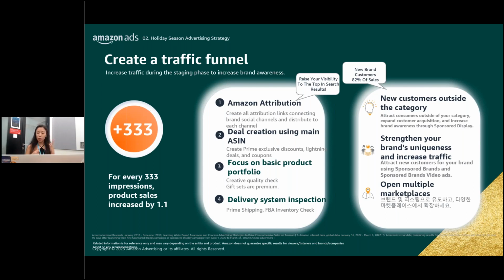Number four is, in terms of your delivery, what are you able to offer? Are you able to offer Prime shipping? When it comes to FBA inventory check, that's something you need to do as a checklist.